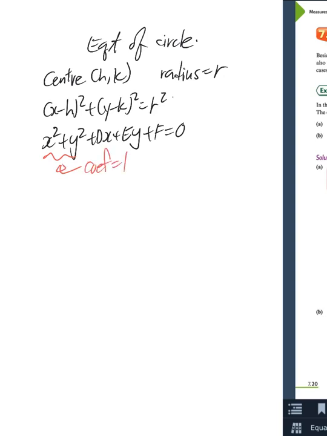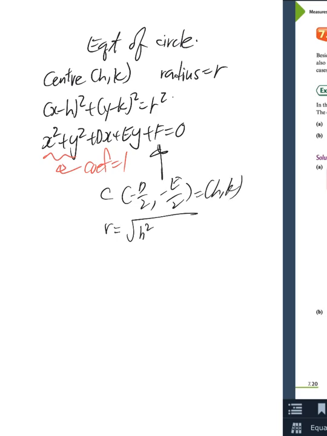And then the center of this general form will be negative d over 2 and negative e over 2, while the radius should be h squared plus k squared minus f, and then take the square root.